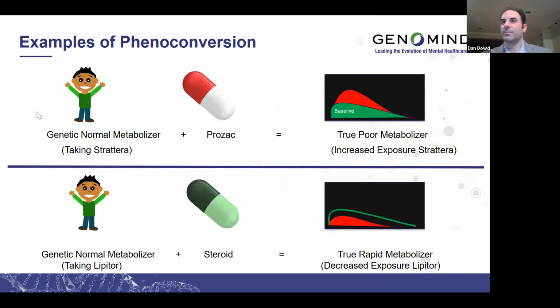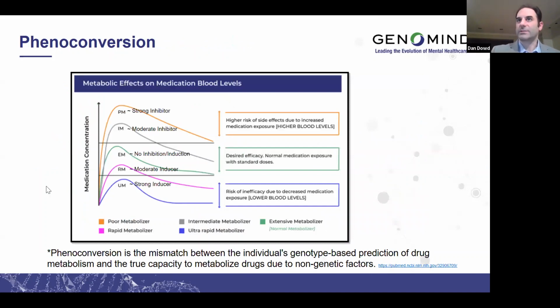This concept that we're talking about back here is the concept of phenoconversion, okay? And that's really at the heart of this talk and the grand rounds that we do next week. Phenoconversion, I'm going to read the definition here. Phenoconversion is the mismatch between somebody's genotype-based prediction of drug metabolism versus their true ability to metabolize drugs.